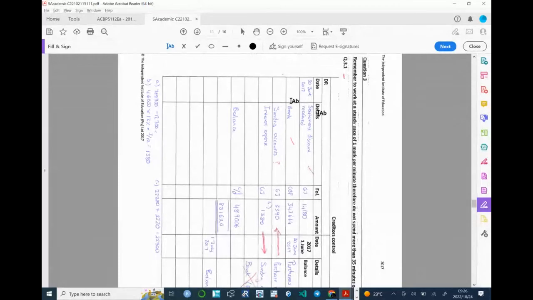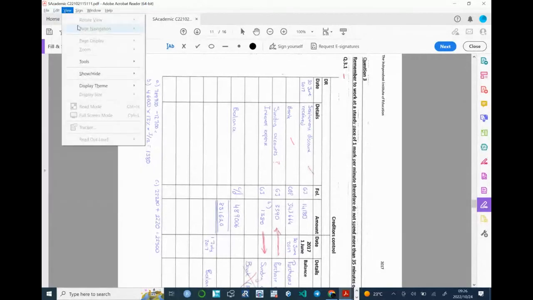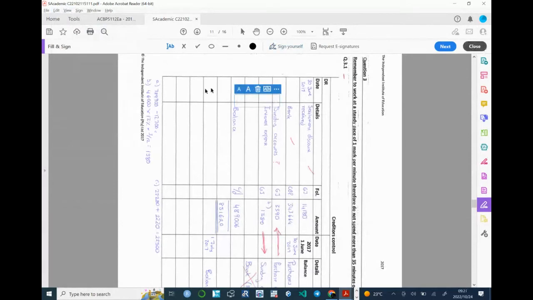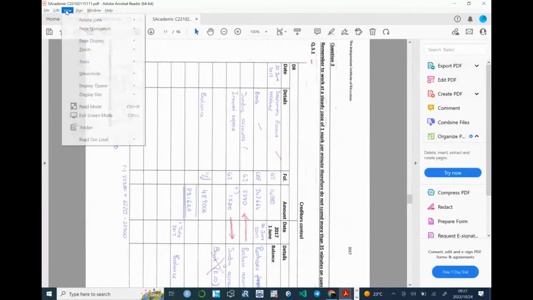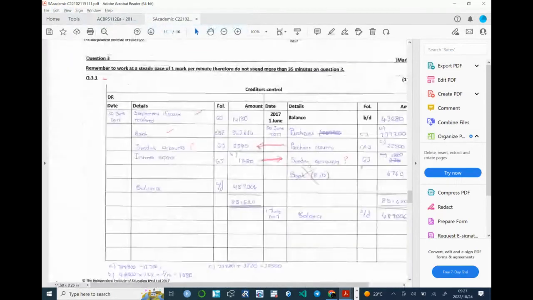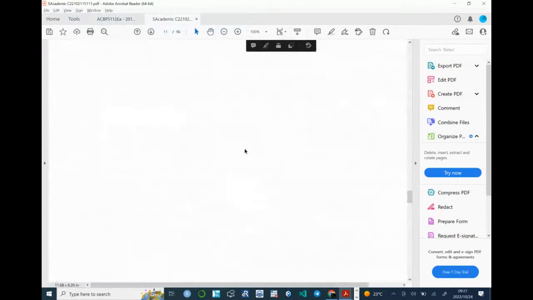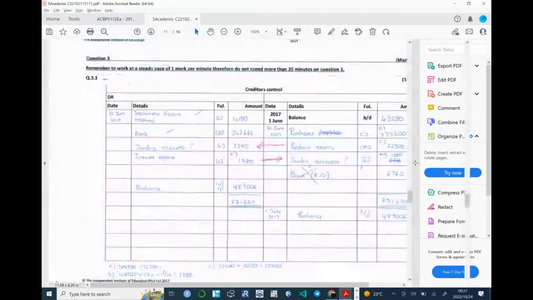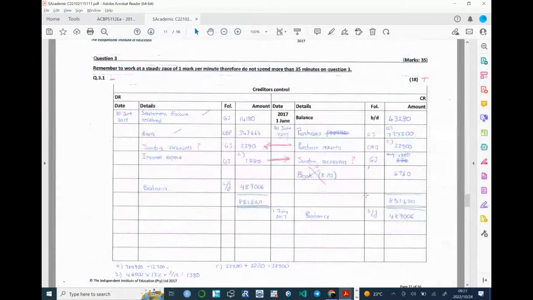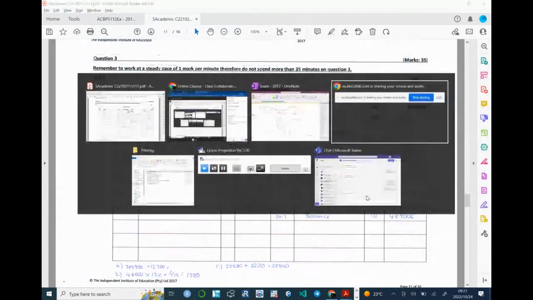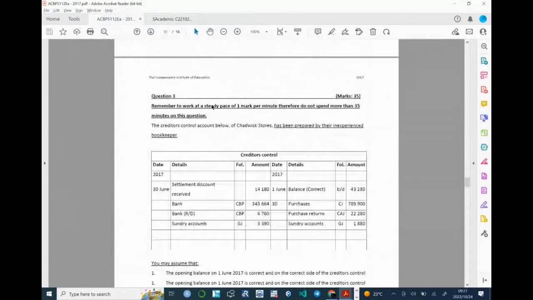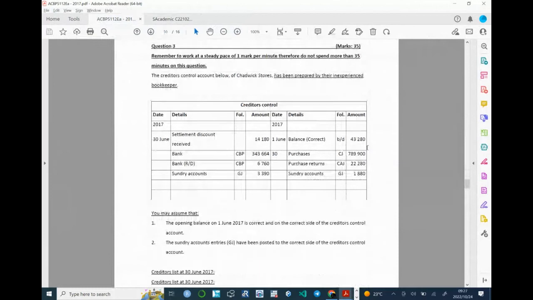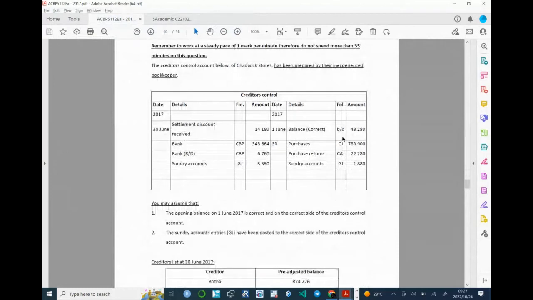I'm trying to see where do I view. Why is this doing this? Let's close this for a second. I want to rotate counterclockwise. Let's close this as well. There we go. So question number 3. Let's see what question number 3 was all about. So bank recon, I'm getting all my marks, right? We're clobbering it, huh? No problems there.